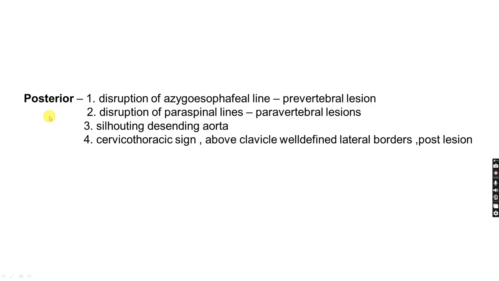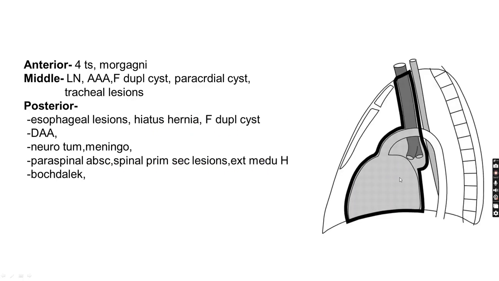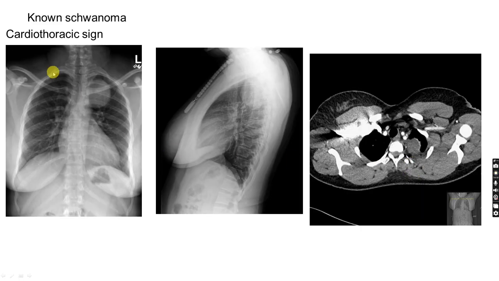Then we will see when the lesion will be in the posterior mediastinum. There will be disruption of the posterior lines. What are the posterior lines? Azygoesophageal line, paraspinal lines, descending aorta line; cervicothoracic sign will be positive. Okay, we saw this case. This was a proved schwannoma. Neurogenic tumors are very common lesions in the posterior mediastinum.